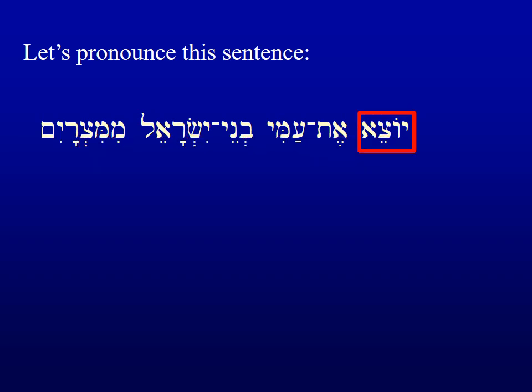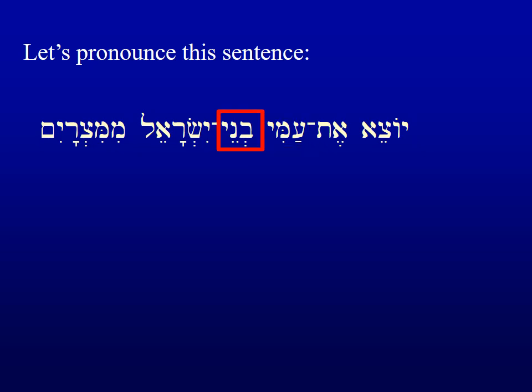So let's try pronouncing this word by word. This word is a yod followed by holem vav, then a tsere, and then an aleph. So we pronounce this word yotze. This word is simply an aleph followed by a segol and a tav, pronounced et. This word is an ayin followed by a patach, then a mem followed by hirek yod, ami.